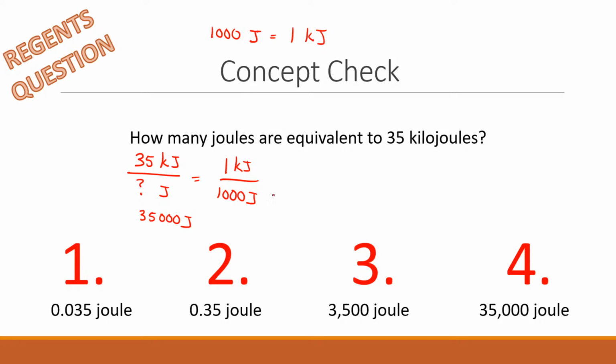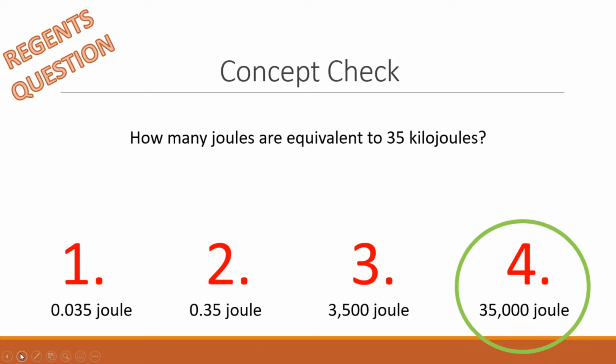I could try it a different way. I can try it by saying I know that there are 35 kilojoules, and that's going to be equal to some number of joules. I know that kilojoules are 1,000 times bigger, so 3 decimal places bigger, so I should make this number 3 decimal places bigger. So from 35 I'm going to add 3 decimal places to make it 35,000 joules. Again, no matter how you slice it, you are going to end up with 35,000 joules as your answer.